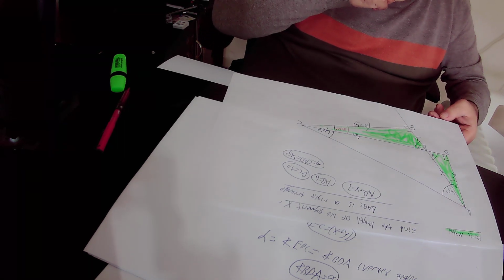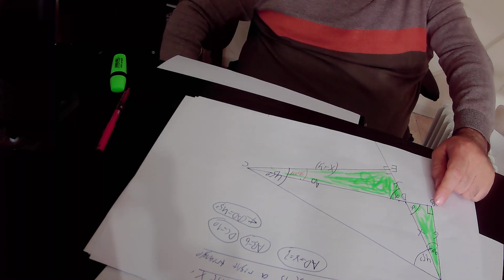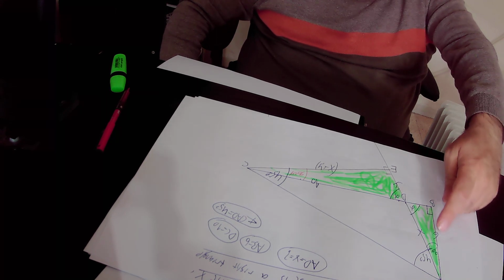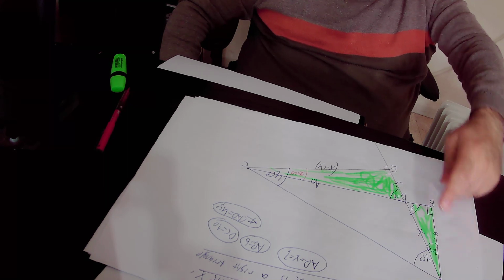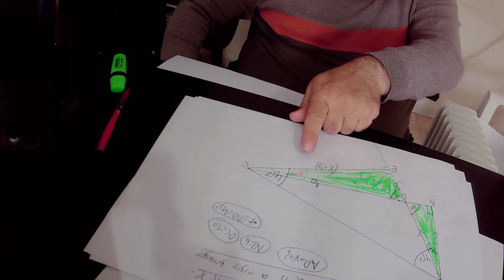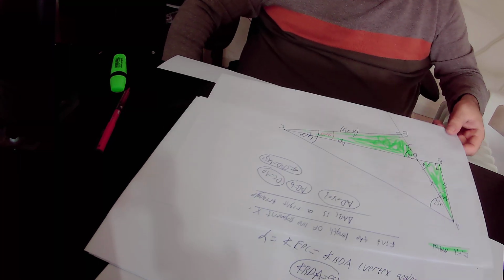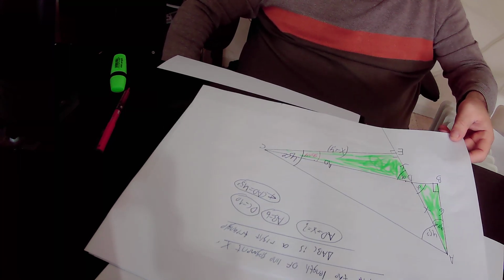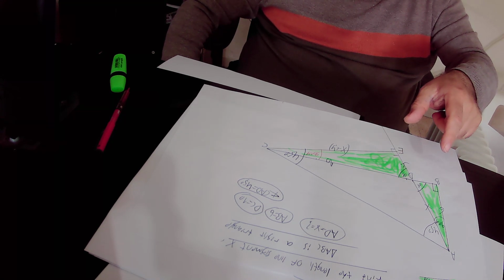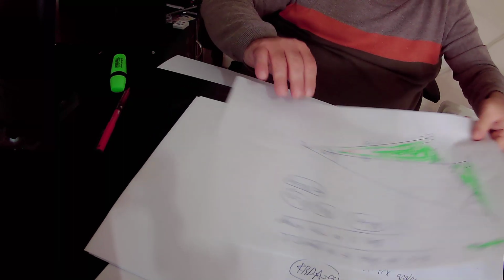And here, in the right triangle ABD, if this angle is alpha, this angle must be equal to 90 degrees minus alpha. And the same thing is true in this right triangle. If this angle is alpha, then this angle must be equal to 90 degrees minus alpha. So we actually found out that all the angles in the green triangles are congruent to each other.